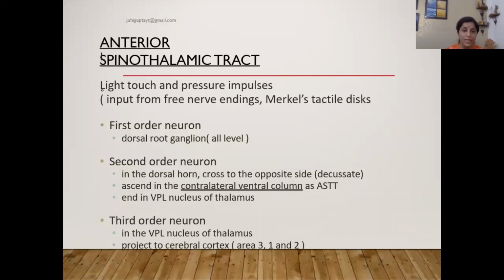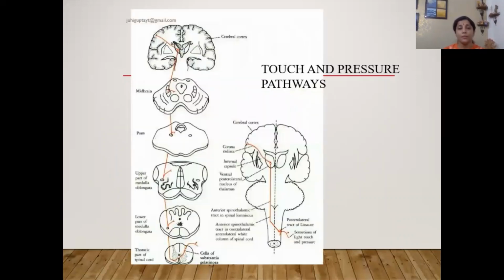First order neuron is as it was in the lateral spinothalamic tract, dorsal root ganglion, it enters at all the levels. Second order crosses to the opposite side, decussates, ascends in the contralateral side, but in the ventral column. So now the tract has changed. The earlier tract, lateral spinothalamic tract, was ascending laterally. The anterior spinothalamic tract is ascending vertically. Ends up at the nucleus of the thalamus, and the third order neuron originates from here and terminates on the sensory cortex, the postcentral gyrus.